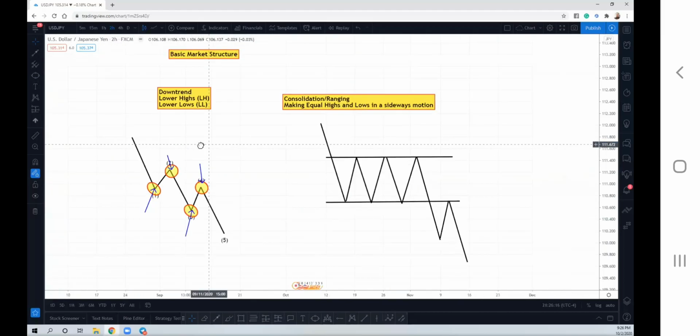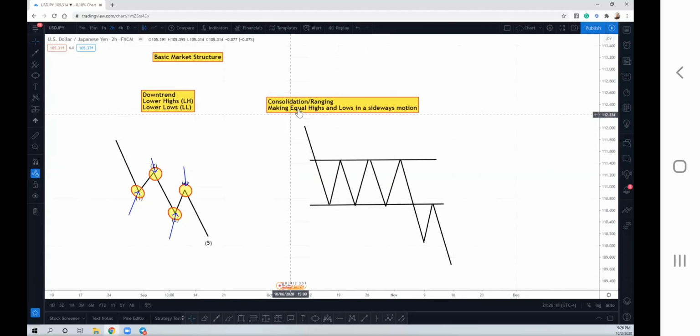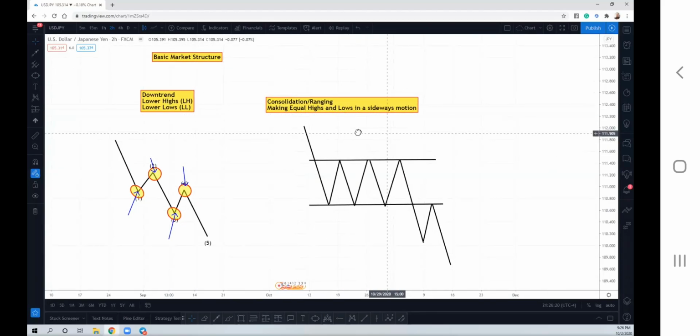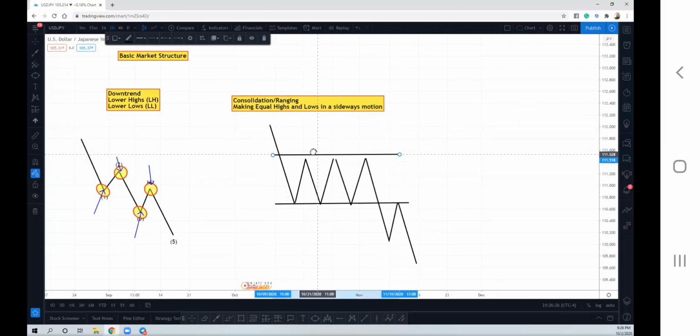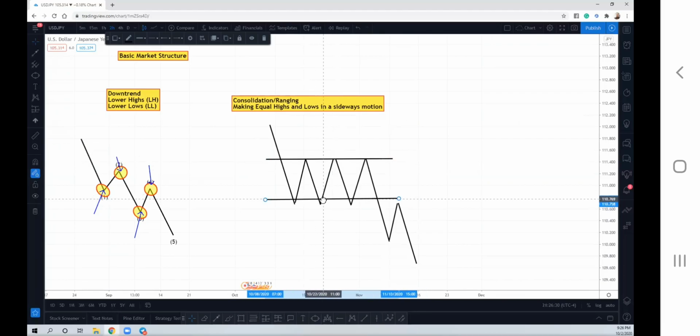So now we have the third type, which is the consolidation slash ranging. All right. And this is when there are equal highs and lows in a sideways motion. All right. So typically we have our resistance and we have our support, and we have price bouncing between our support and our resistance. Okay. But it's not going to do this forever, right? It needs to kind of like break out of it first.